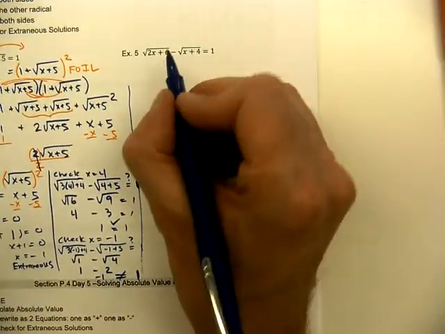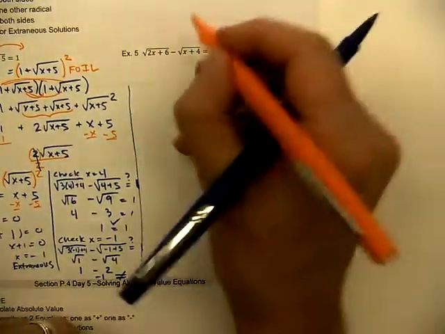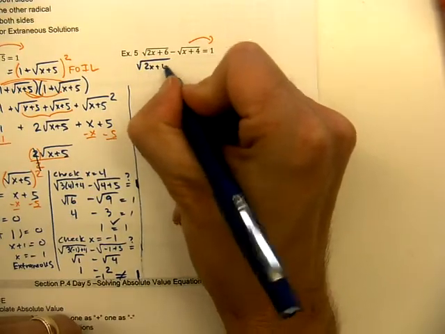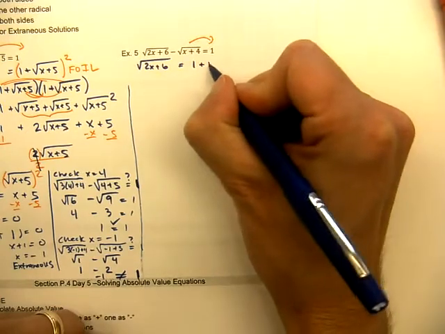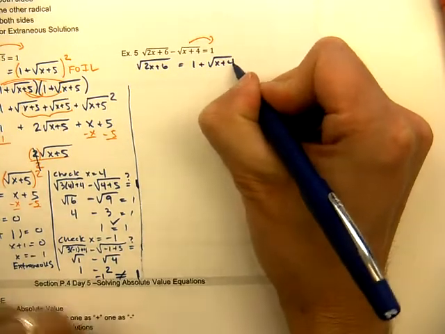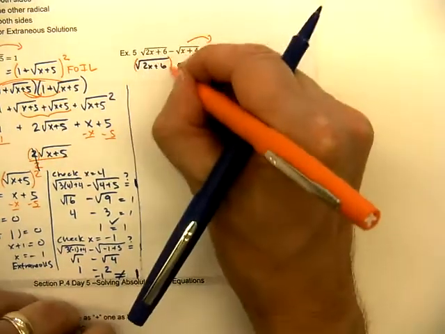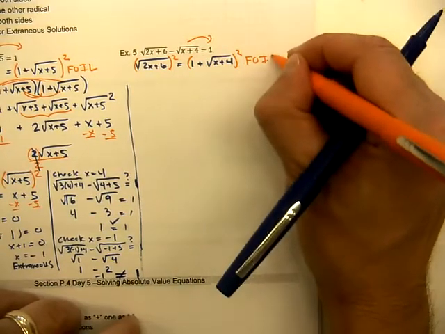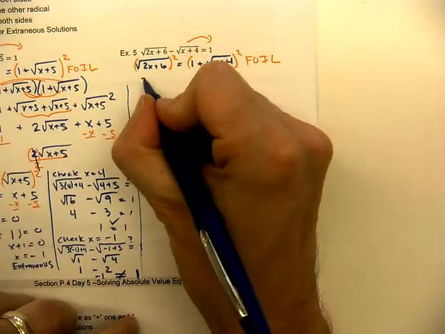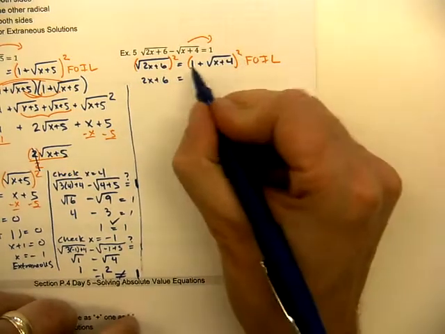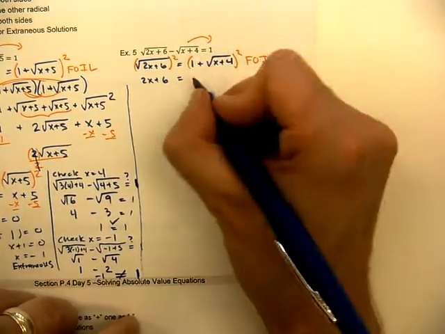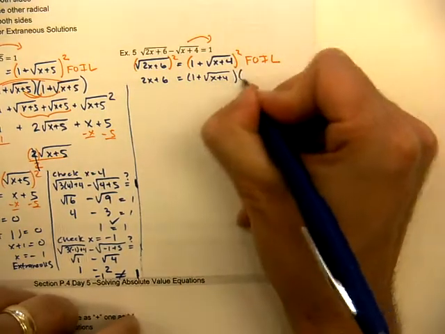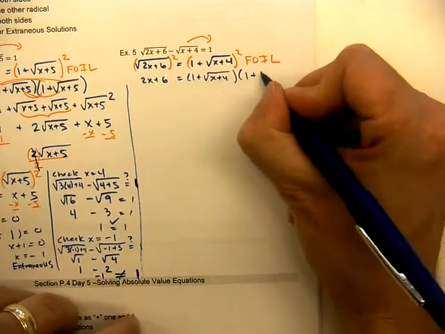So again, we're going to pick a radical to isolate, and we'll move the other to the other side. So we have root 2x plus 6 equals 1 plus the root x plus 4. We square both sides, and we now have a binomial squared, so we have to FOIL this out. And because this binomial has the radical in it, I do recommend that you write it out longhand like this, where you have it being multiplied against itself.